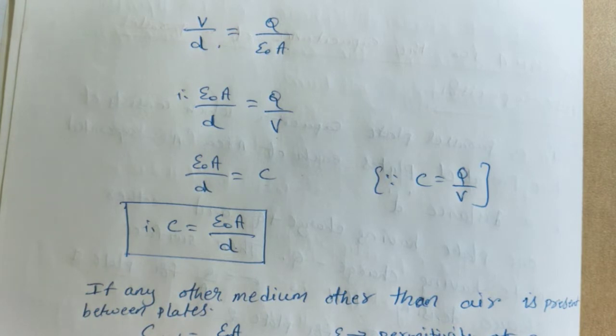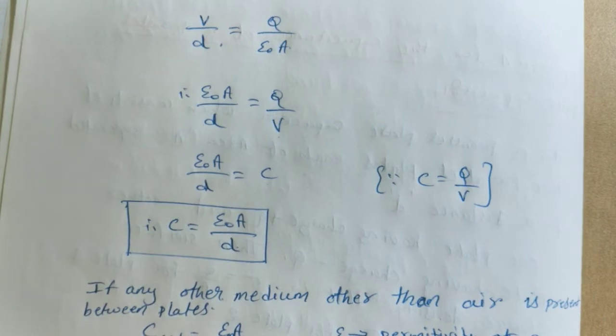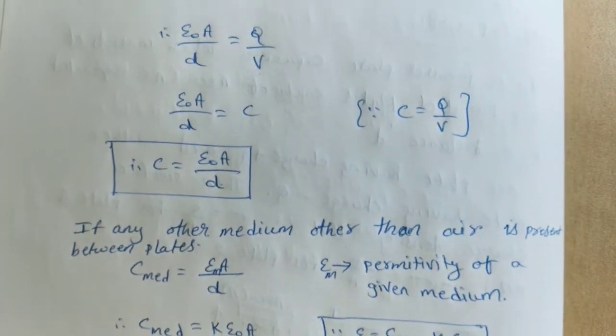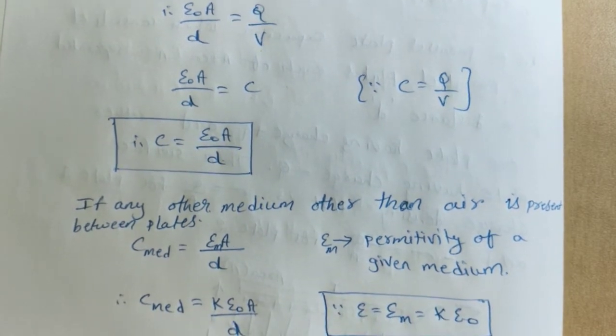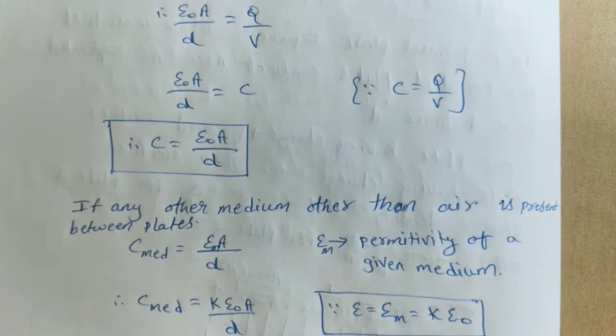So from this one we can guess that C is proportional to the area of the plate and C is inversely proportional to the distance between the two plates. Suppose in between the two plates we are placing one dielectric medium or dielectric slab. Now we want to discuss how we represent that notation.